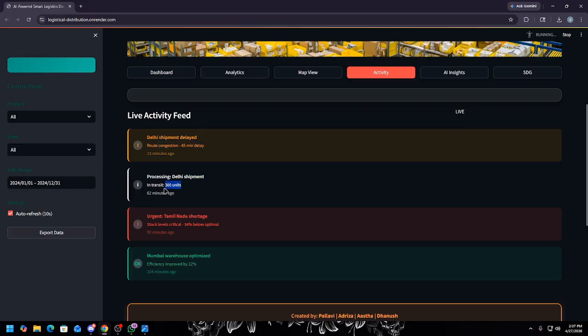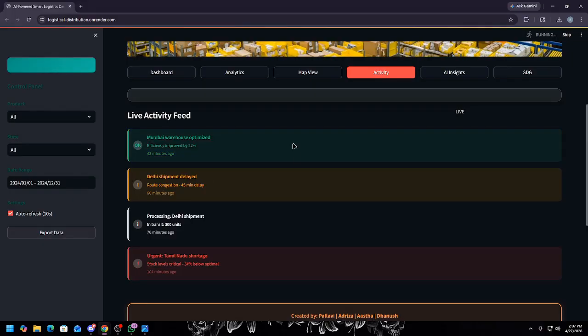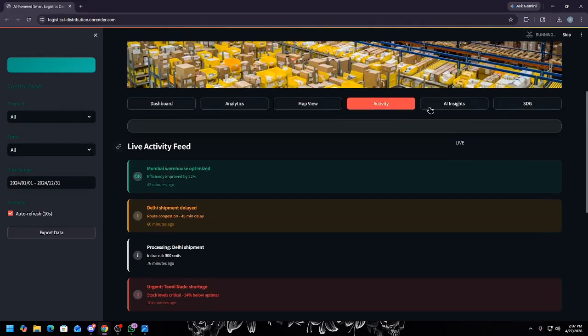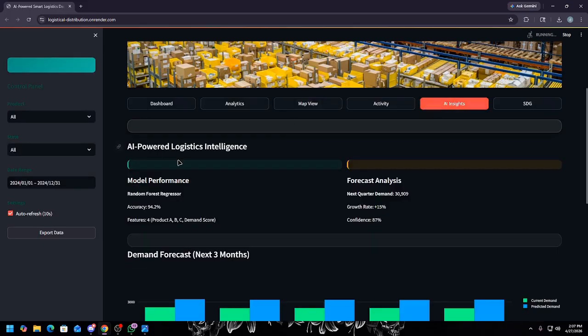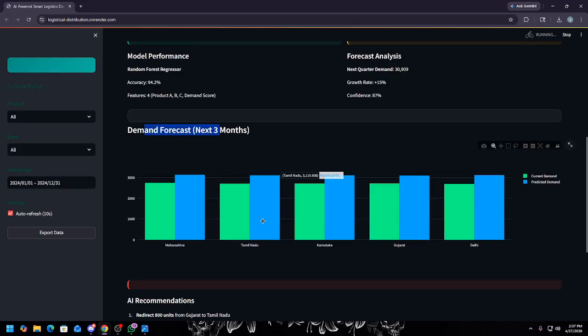You can understand. Again, you can see 300 units are in processing state, and if you wonder how all this data is provided, it can be done using your own transportation API if you provide one, or you can insert a data set. And we have AI insights. This one is pretty smart as it gives you a demand forecast specifically for the next 3 months. Because of the previous statistical data we provided to the machine, it will calculate the current demand and the predicted demand for the next 3 months.